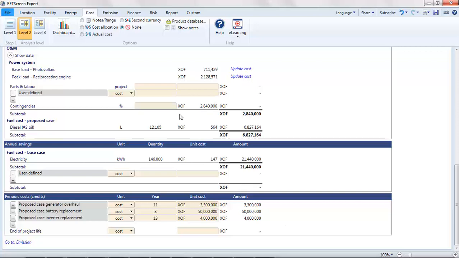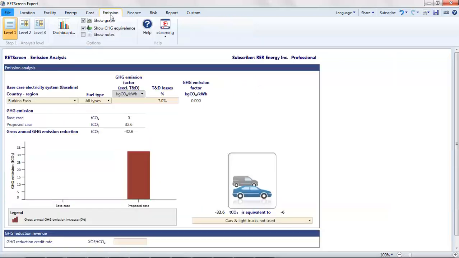There is a bit of a surprise on the emissions worksheet. RETScreen's database does not have a grid emissions factor for Burkina Faso. This is unusual. But you may remember that I said that around 70% of Burkina Faso's grid electricity is generated with imported diesel oil and 30% comes from solar, imported hydro, and other low emissions sources.